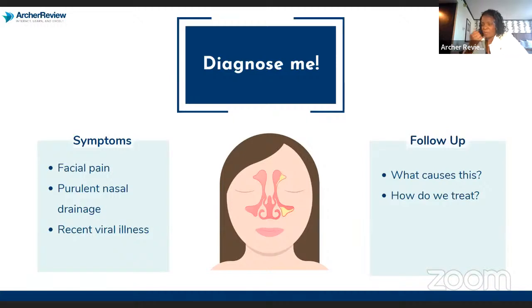You can move to cephalosporin if they have penicillin allergies, but we want to try to treat them with beta-lactam because this medication penetrates the bony sinuses better.